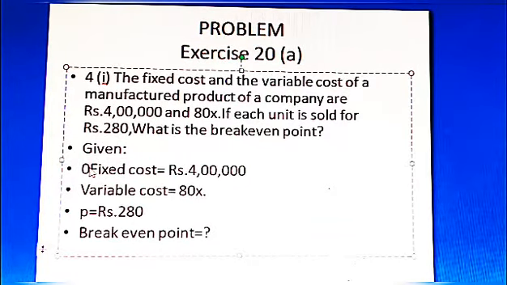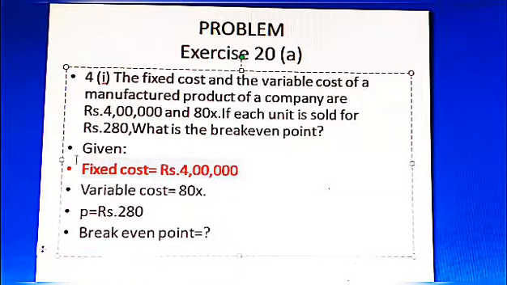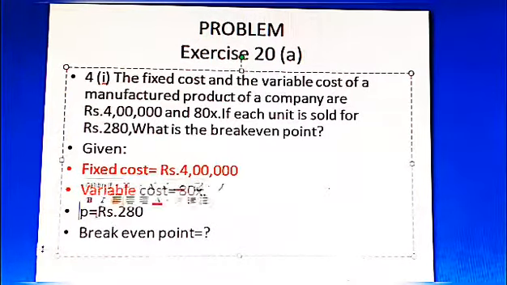And what is the variable cost? Variable cost is 80x. So it's given directly. And they also mentioned if each unit is sold for rupees 280. So your 280 is your selling price. Selling price is represented by small p. So p is equal to rupees 280. This is your selling price. So what is given? Fixed cost is given, variable cost is given, selling price is also given. Okay students, we have to find the break-even point.